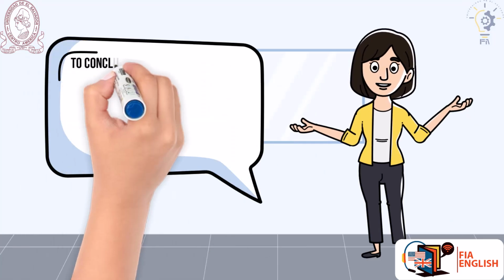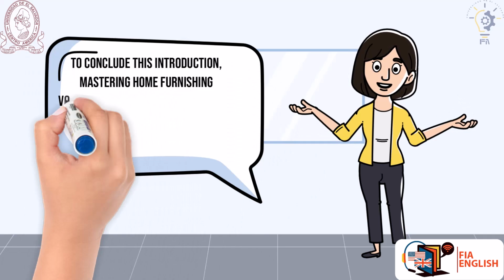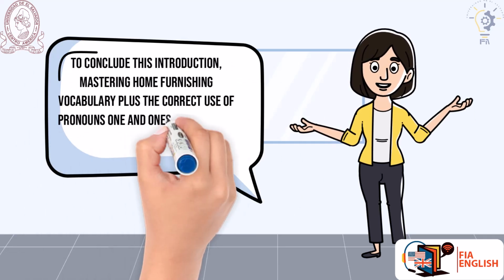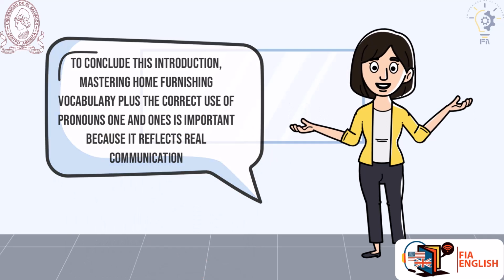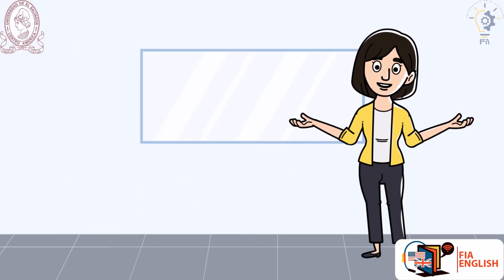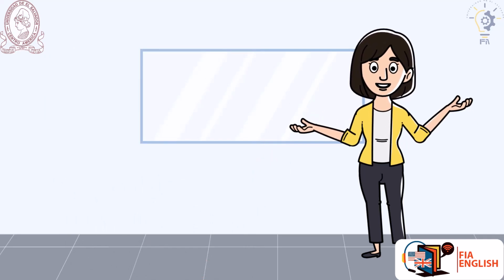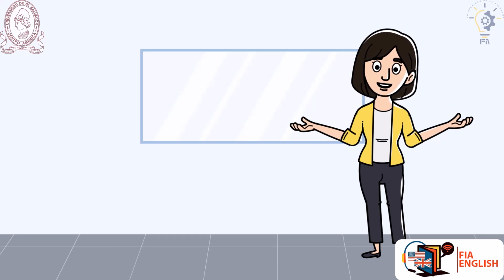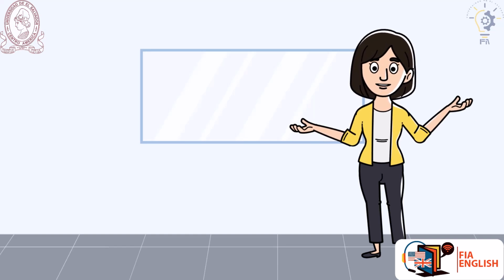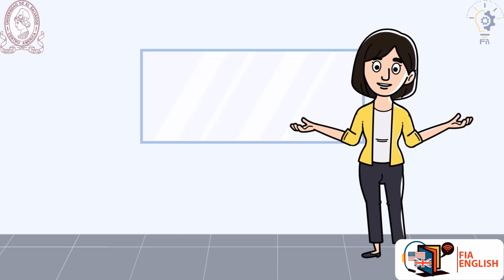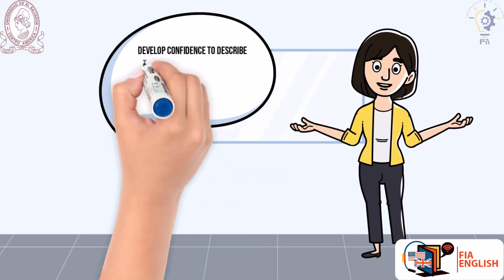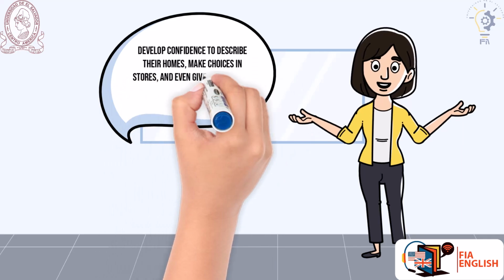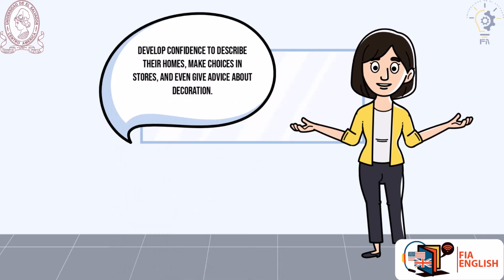To conclude this introduction, mastering home furnishing vocabulary plus the correct use of pronouns one and ones is important because it reflects real communication. People rarely repeat the same words several times in natural speech. Instead, they use these pronouns to speak clearly, politely, and fluently. By learning them together, students not only expand their vocabulary but also develop confidence to describe their homes, make choices in stores, and even give advice about decoration.